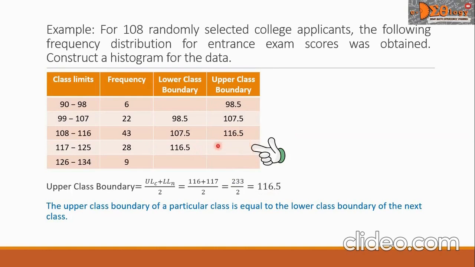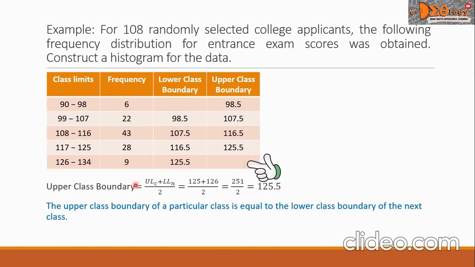Then let us compute for the upper class boundary of the fourth class. We have 125 plus 126 divided by 2, and that is equal to 251 over 2, and the quotient is 125.5. This value we will copy in here. Also, this 125.5 is the lower class boundary of the next class. And there we go. Then let us compute for the upper class boundary of the last class.